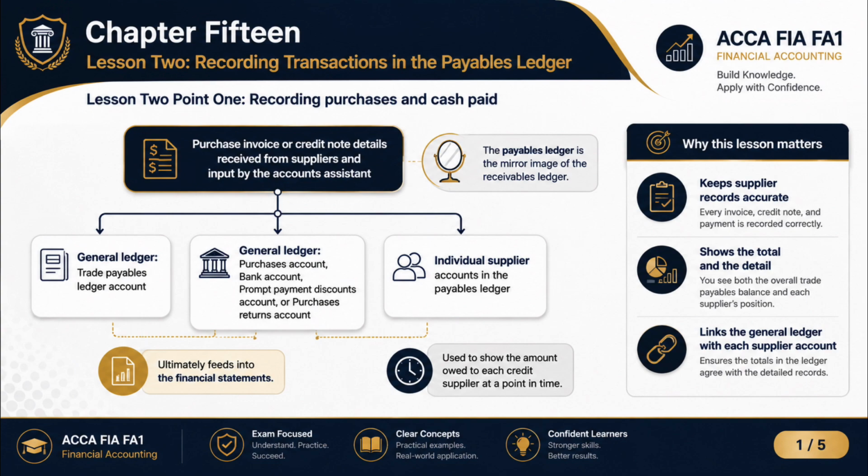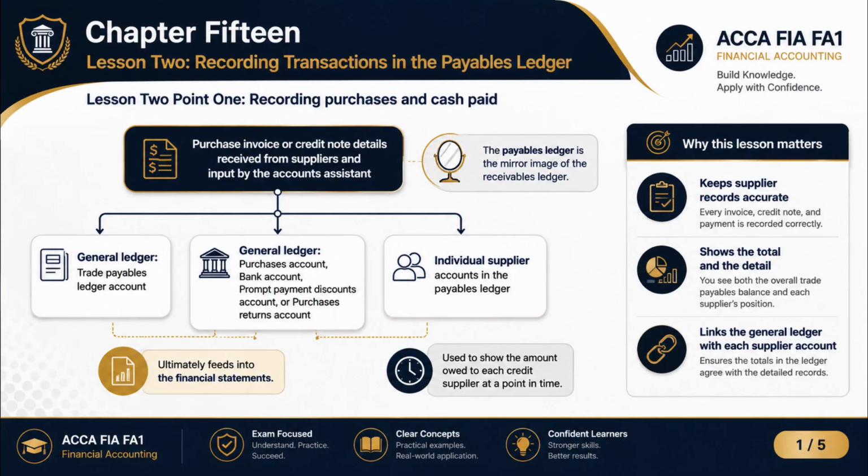Which records are updated? When supplier transaction details are entered, the system may update the trade payables general ledger account, the purchases account, the bank account if cash is paid, the purchase returns account if goods are returned, the prompt payment discounts account if a discount is received, and the individual supplier account in the payables ledger. For now, in Lesson 2.1, we focus mainly on purchases and cash paid. We will study discounts separately later.